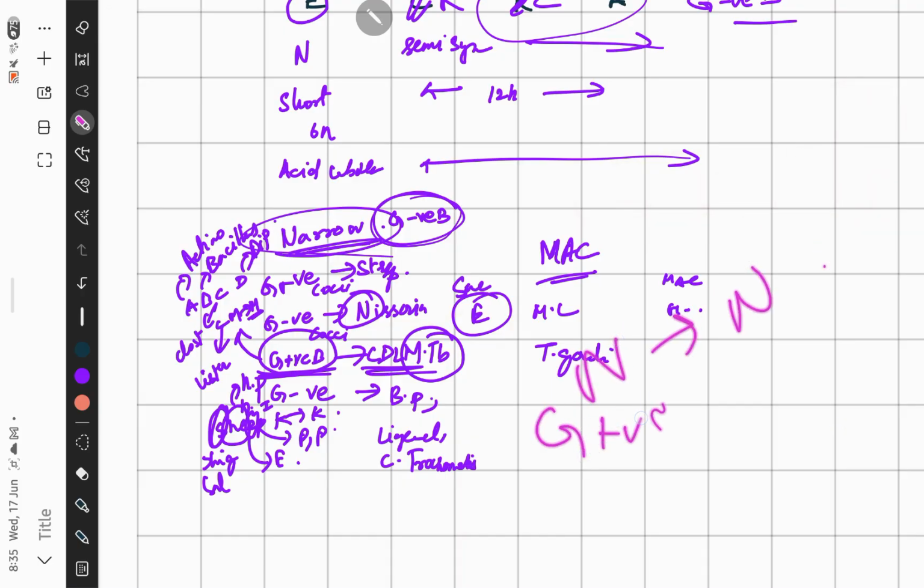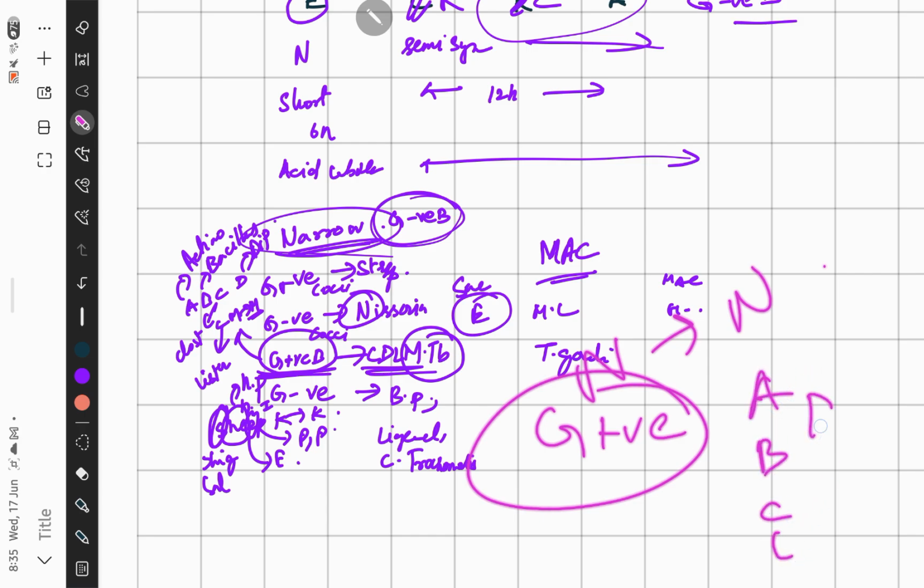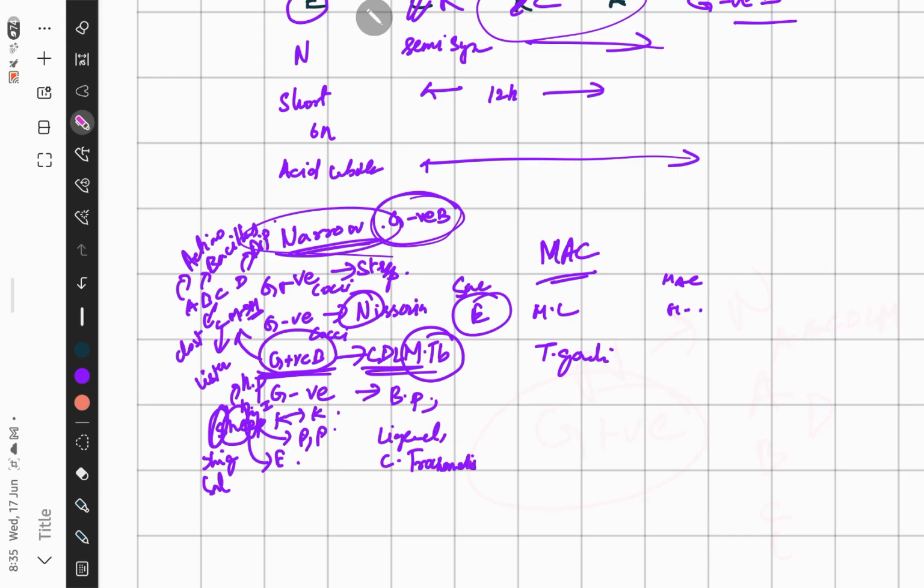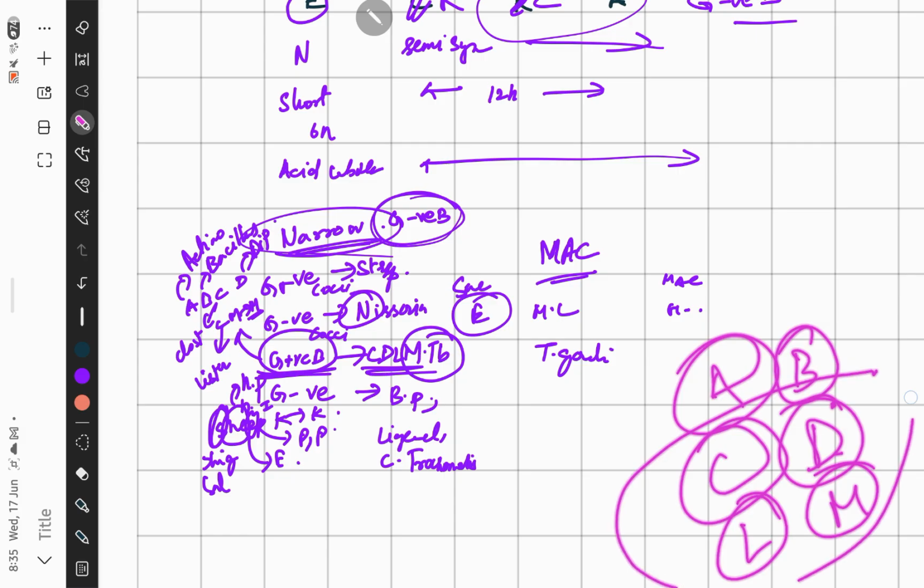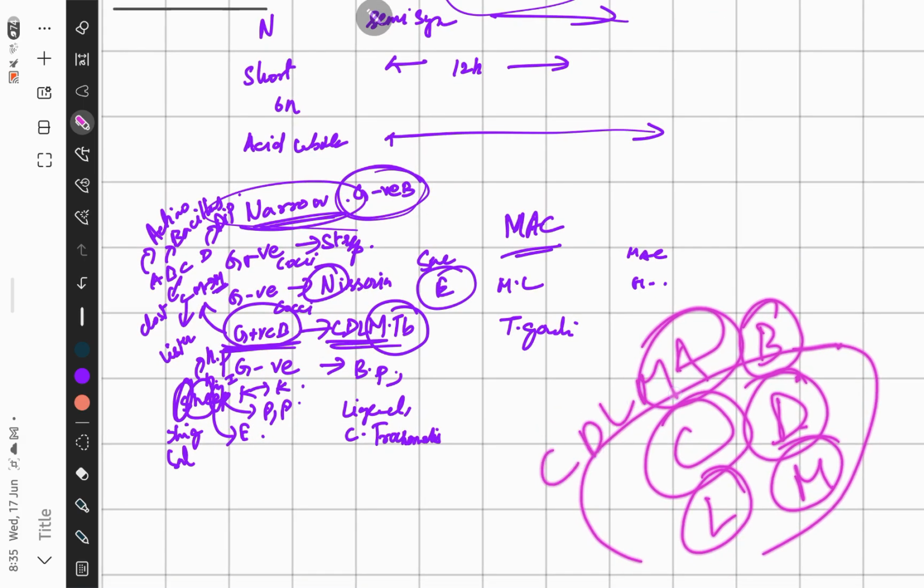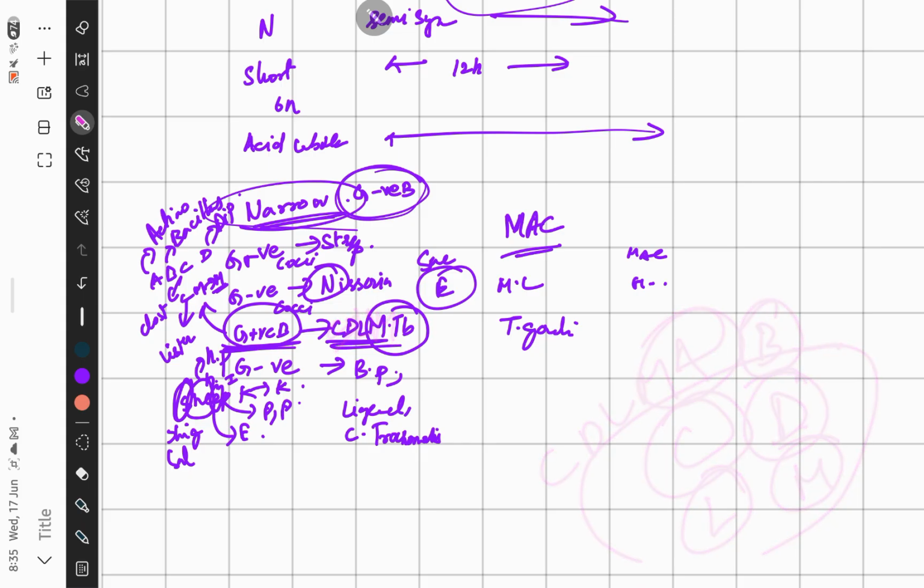Now in gram-positive bacilli, we'll remember A, B, C, D, L, M. A for Actinomyces, B for Bacillus, C for Clostridium, D for Corynebacterium diphtheriae, L for Listeria, M for Mycobacterium. Erythromycin is going to act on C, D, L, M, which is Clostridium, Corynebacterium diphtheriae, Listeria, Mycobacterium. Here it is going to act on Mycobacterium TB.